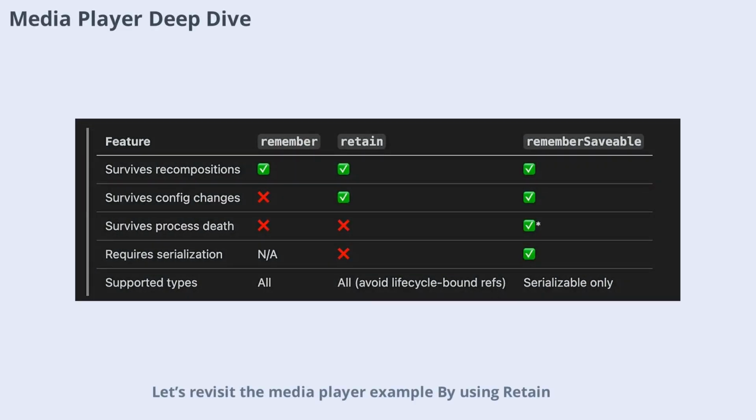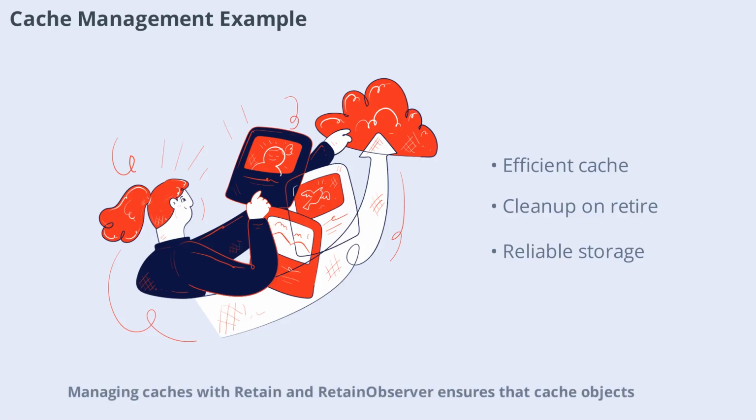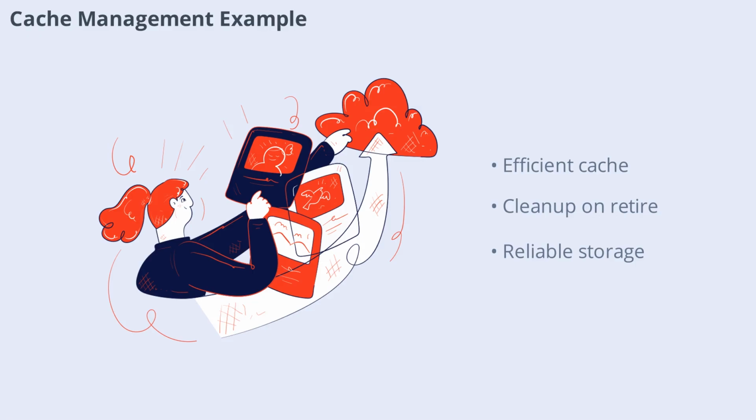Let's revisit the media player example. By using Retain, you ensure that the ExoPlayer instance survives configuration changes, reducing playback interruptions. Lifecycle handling and cleanup are managed efficiently, providing a seamless user experience. This approach is especially valuable for apps with rich media content. Managing caches with Retain and RetainObserver ensures that cache objects persist across configuration changes and are properly cleaned up when retired. This pattern is useful for apps that rely on temporary data storage, providing both efficiency and reliability.